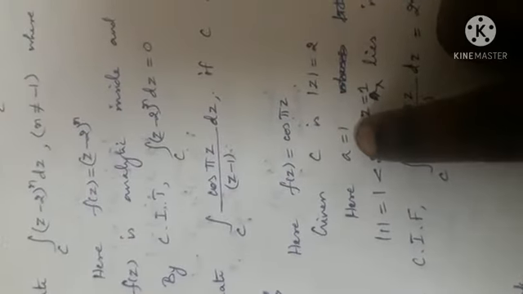F of z is cos pi z. C is mod z equal to 2. Mod z equal to 2 is a circle. Okay. X square plus y square equal to 2 square. Circle. See, C is mod z equal to 2. What does the statement of the theorem say? Integral over C f of z by z minus a into dz. Z minus a. A is 1 here. F of z is cos pi z. A is 1. And you have to test what the statement of the theorem says.